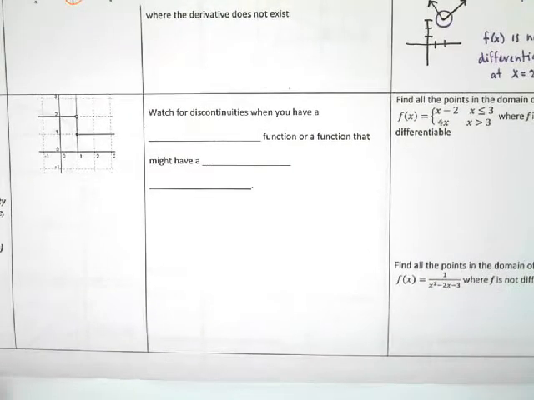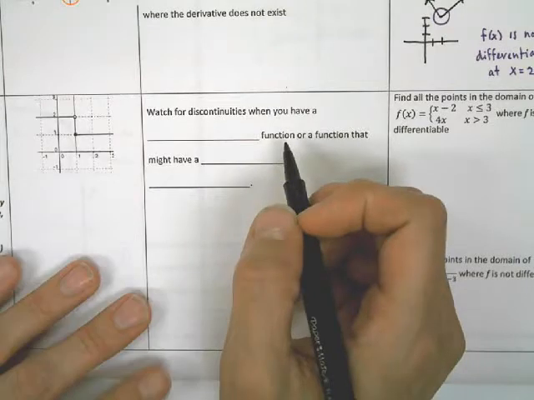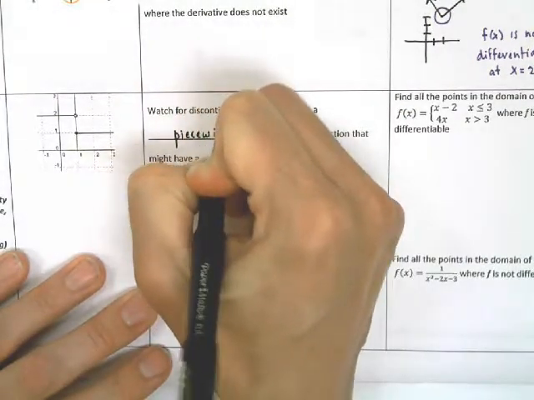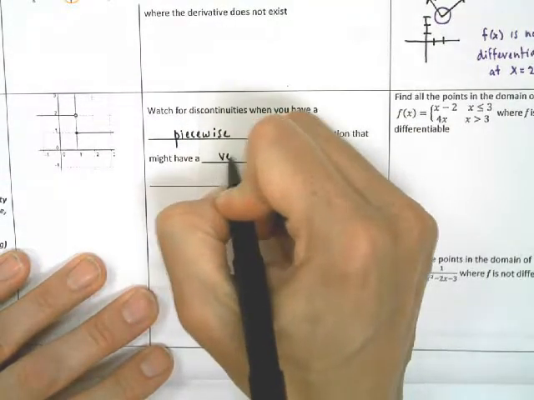Other places where we are not going to have a derivative is anywhere that we have a discontinuity, whether it's removable, infinite, jump, or oscillating. And we know we have to watch out for discontinuities whenever we have a piecewise function or a function that might have a vertical asymptote.